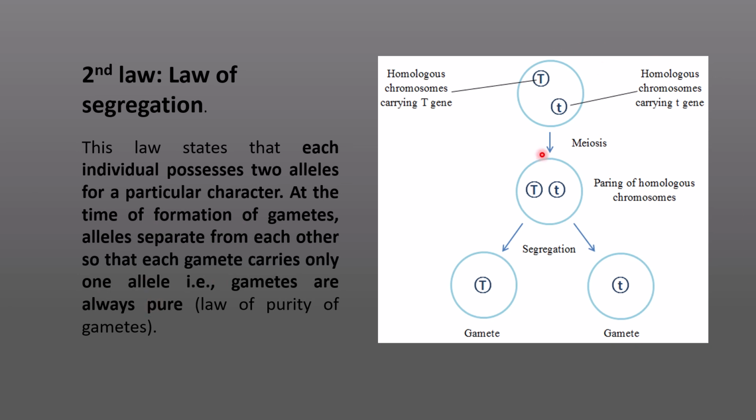Okay, so this is a particular gene, and these are a pair of alleles, and then at the time of gamete formation here, in a homologous pair of chromosomes, these alleles separate from each other. They don't mix up when they come to the gametes. Each gamete has either this T or this t. There is no mixing up of alleles here. So the gametes are always pure, either with the dominant allele or with the recessive allele. That is what the law of segregation states. This law can also be called the law of purity of gametes.